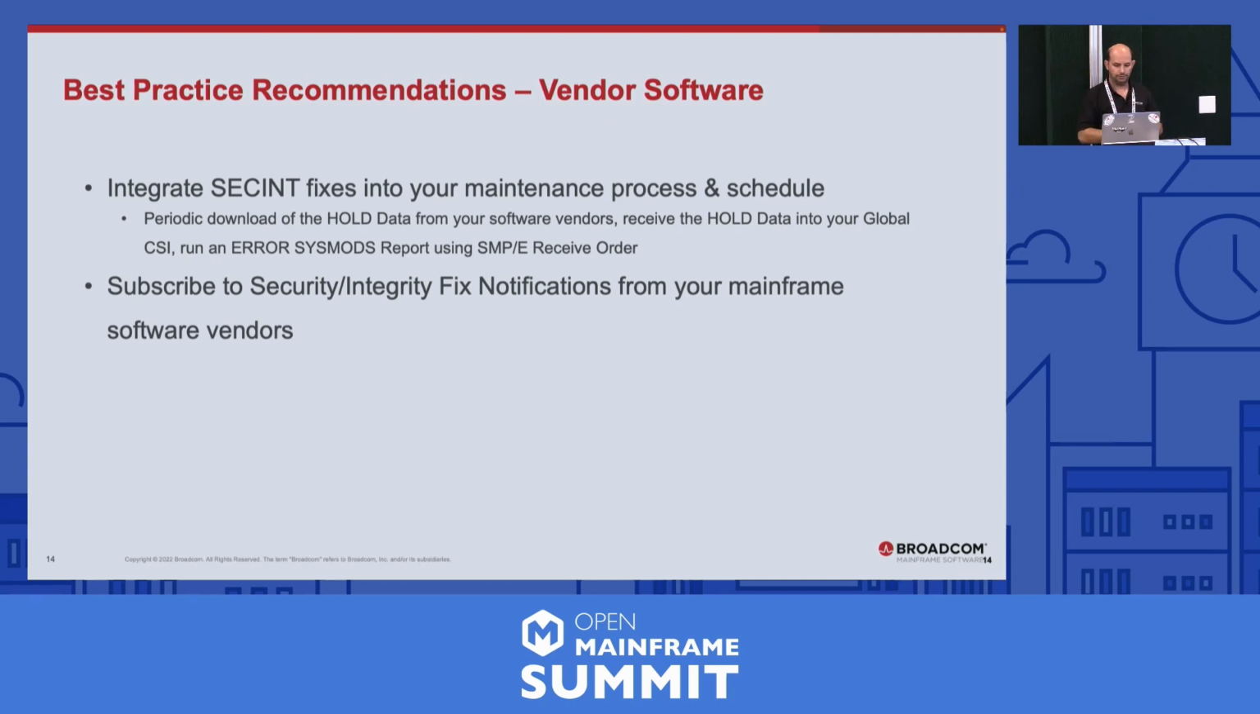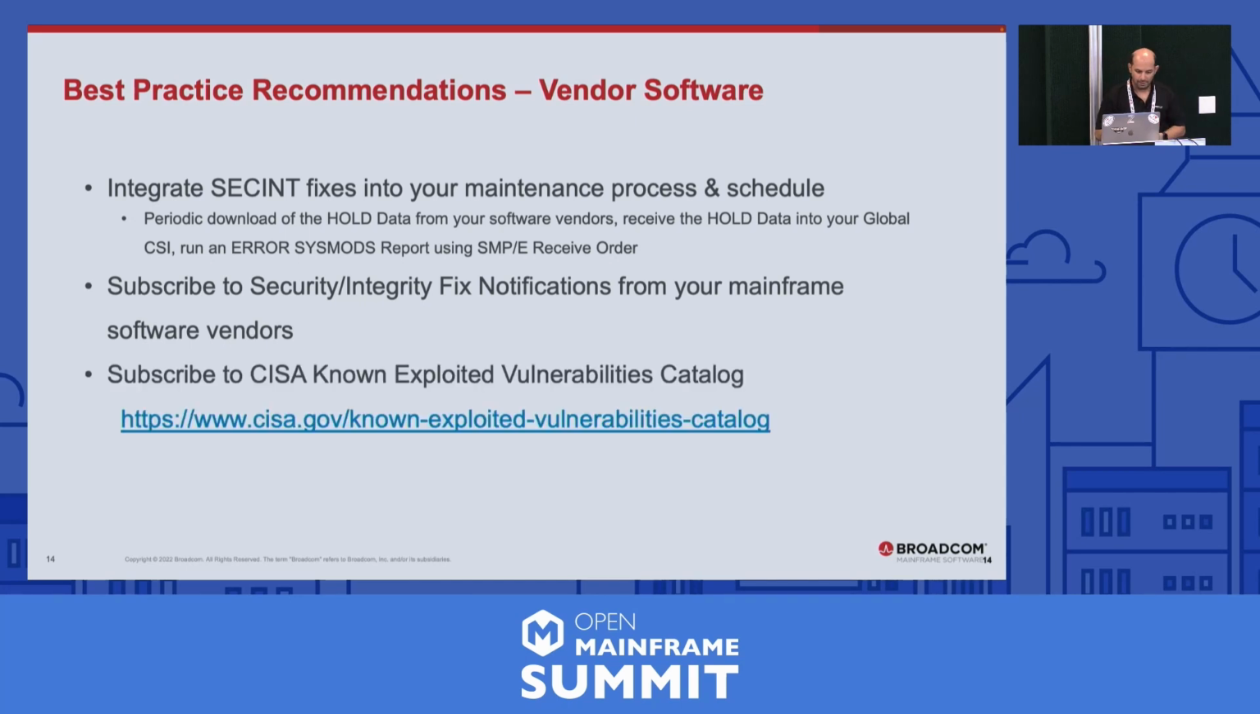Subscribe to security and integrity fix notifications. Again, this is a recommendation to the end users and customers. This way you can get alerted and take action when you see an action is needed. To vendors that are out there, if you don't have such a mechanism, consider adding one. It gives your customers additional ability to get alerted. And then subscribe to the CISA Known Exploited Vulnerabilities catalog. Putting all these pieces of information together can help create a prioritization of what to patch, and then you implement that schedule to patch and roll out those patches.